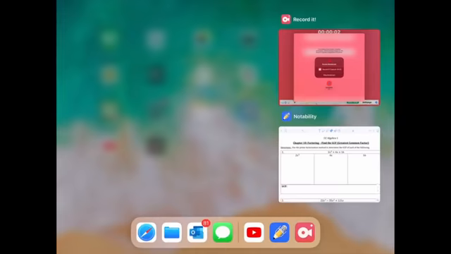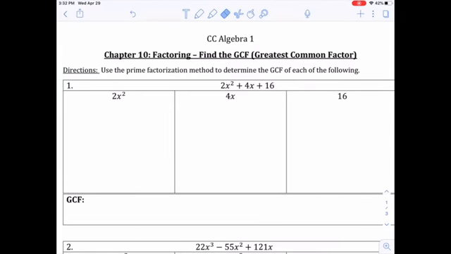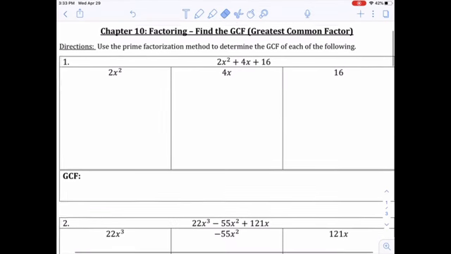Hello everyone. So what I wanted to go over today was how to find the greatest common factor of an expression with variables and numbers. This lesson is going to help you when working towards factoring out the GCF. So first, I just want to let you know I organized each question into a graphic organizer to kind of help organize the way we solve these.